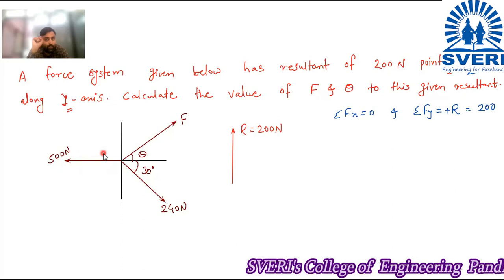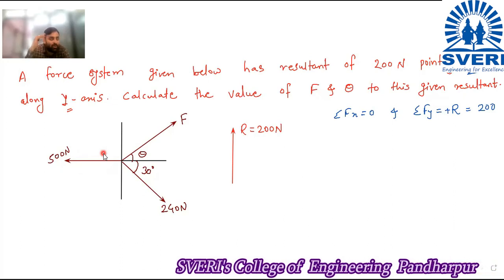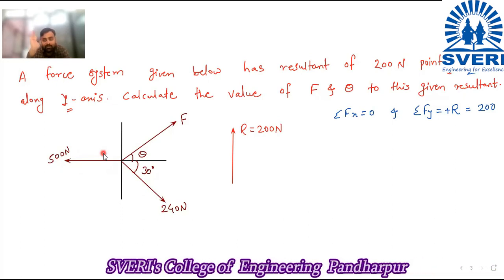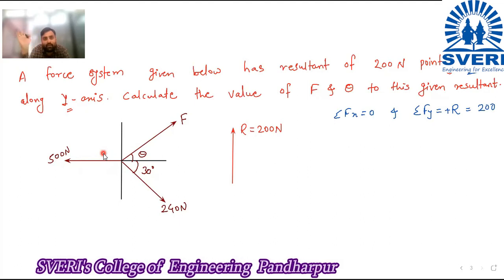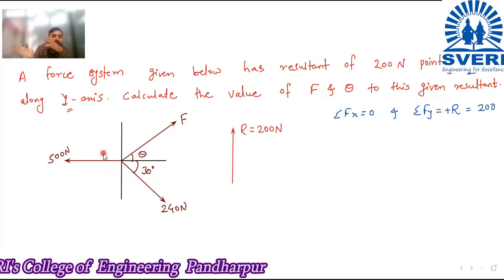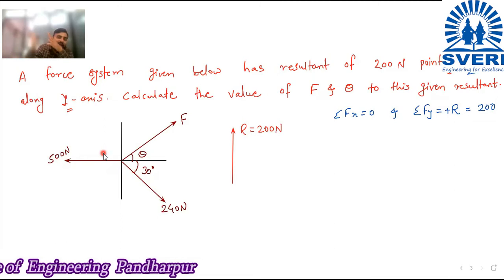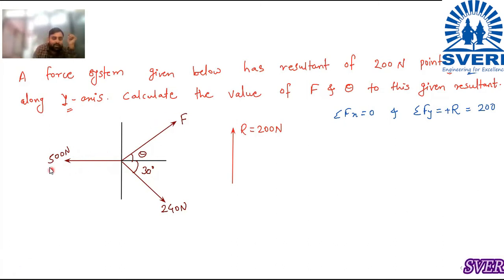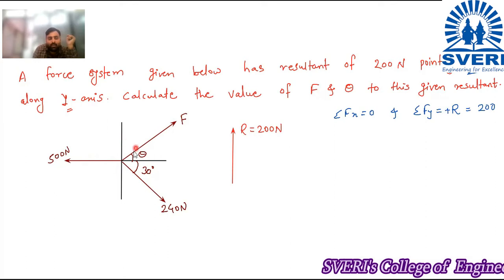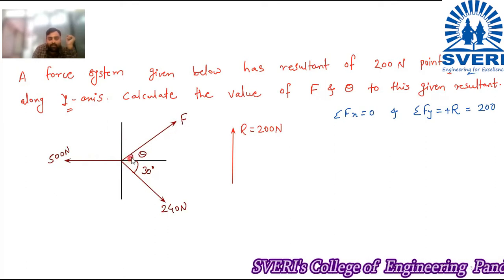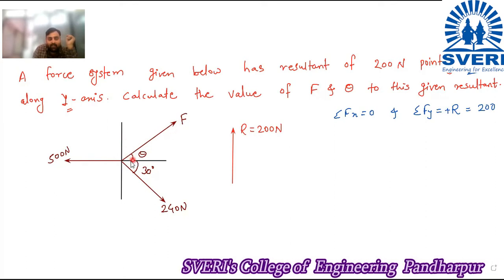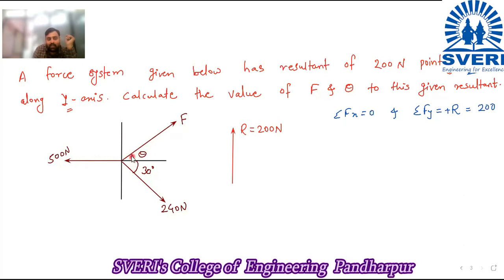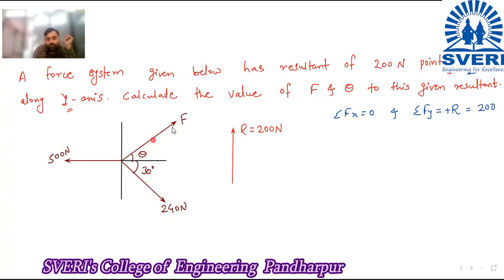I have already told you, if the force is horizontal or vertical, there is no need to resolve it. We always resolve the inclined forces, which are inclined at an angle theta. We always resolve the inclined force. Now there is no need to resolve this 500 Newton force as it is a horizontal force. The next force is this F. Now it is acting at an angle theta. So this is the inclined force at an angle theta, so we need to resolve this force.